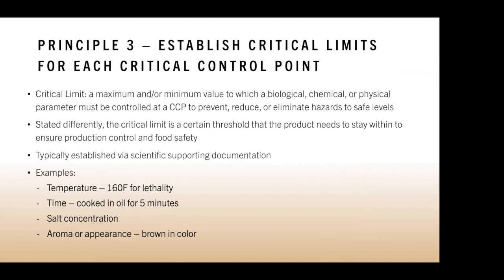Once critical control points are identified, we move on to Principle 3, which is to establish critical limits for each critical control point. A critical limit is a maximum or a minimum value to which a biological, chemical, or physical parameter must be controlled at a CCP to prevent, reduce, or eliminate hazards. Stated differently, the critical limit is a certain threshold that the product needs to stay within to ensure production control and food safety. These critical limits are typically established by using scientific documentation to support the limits.